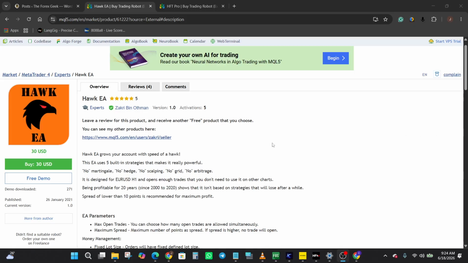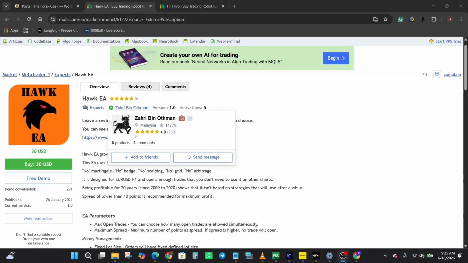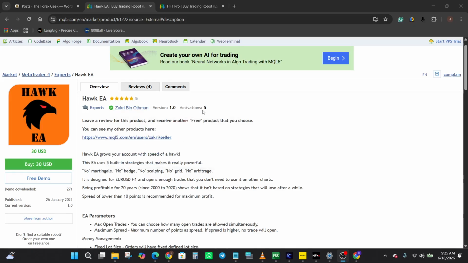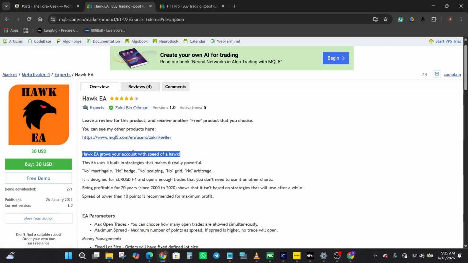So starting with the marketplace listing, Hawk EA is priced at 30 US dollars and developed by Zachary bin Hoffman. The version shown here is 1.0 with 5 activations available. Right at the top, the developer positions this EA as a fast account growth system, describing it as growing your account with the speed of Hawk.